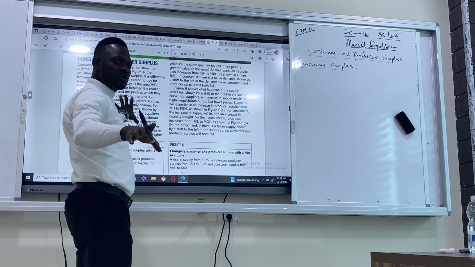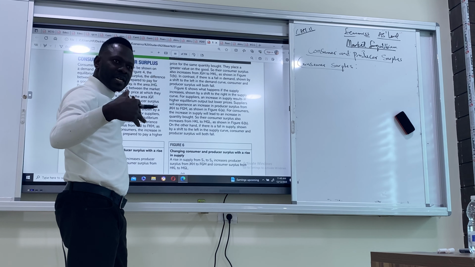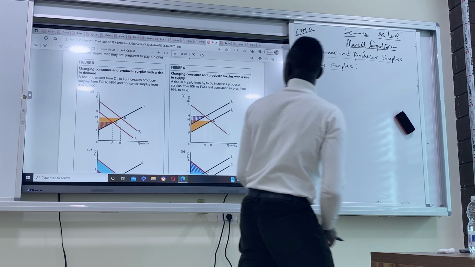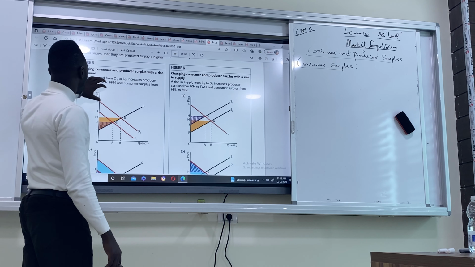And for producer surplus, we're talking about the price producers are willing to supply in the market and the price they actually sold the product. That is producer surplus. I think that is clear. I'm going to write them anyway. So look at this graph here. We have changing in consumer and producer surplus with the rise in demand.